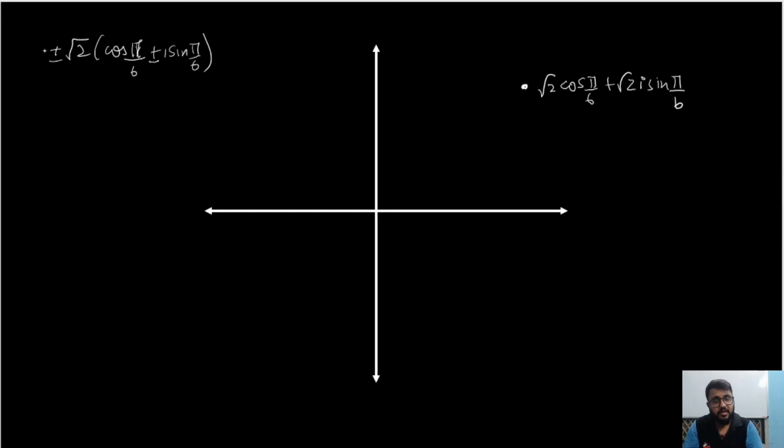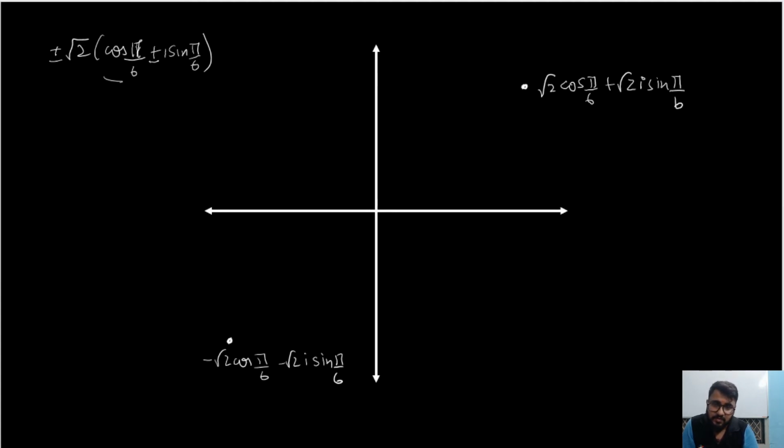What if the outer sign is negative and the inner side is positive? Then you will have minus root 2 cos pi by 6 minus root 2 i sine pi by 6. Both are negative, so you'll end up with a point that's here. What if the inside is positive and the outside is negative? We just discussed that. What if the inside is negative and the outside is also negative?